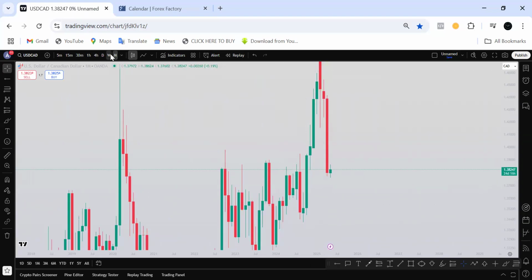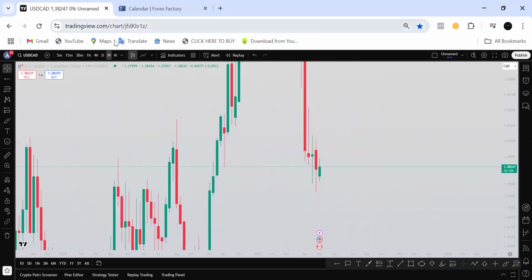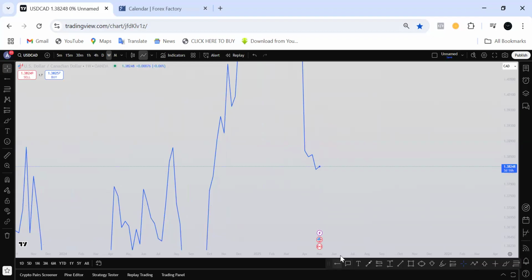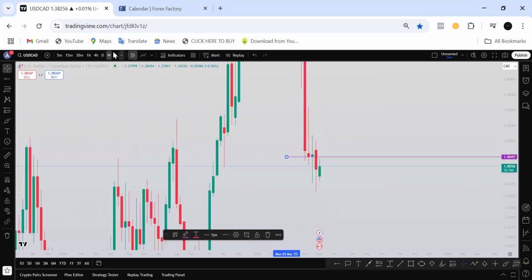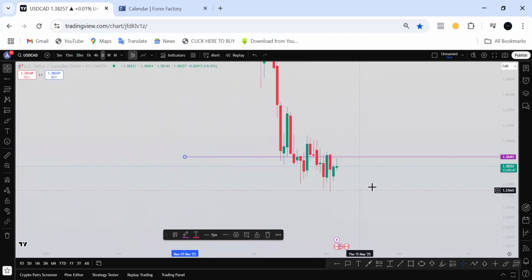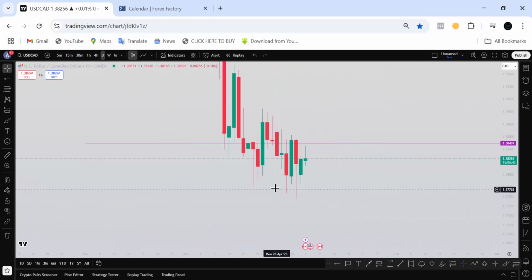Looking at the weekly time frame, we're having some rejectional levels over here. We turn it into a line chart, and you're having some rejectional levels over here at the weekly time frame. Moving to the daily time frame, you have to first of all determine the trend at the daily time frame. So what's the daily time frame trend?